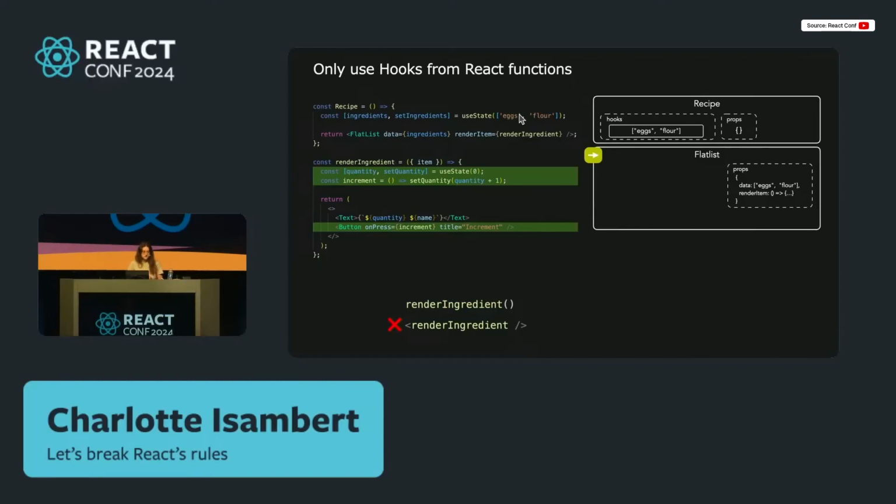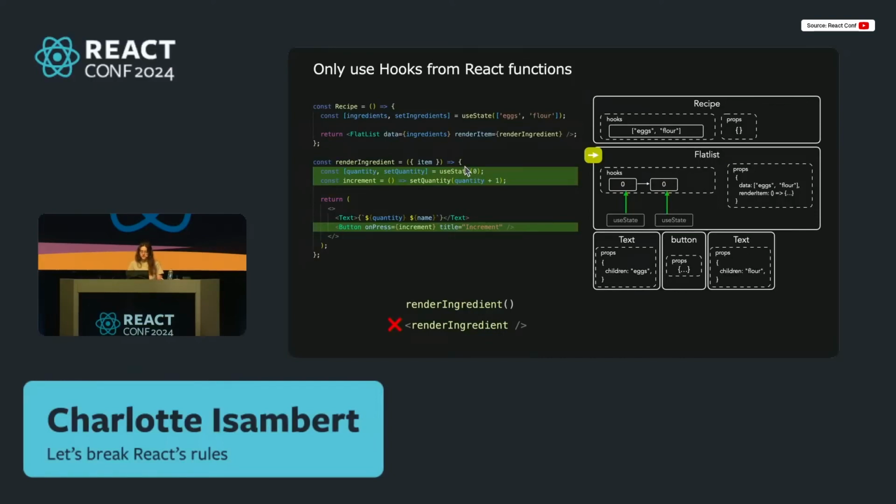When the FlatList is rendered, it is going to call the render ingredient function twice. First with eggs, so we execute this function. We've got this useState that is going to be writing its default value inside the fiber that's currently being focused, which is FlatList. So we've got this 0 quantity inside this FlatList fiber. Then the FlatList calls render ingredient with flour. So we've got the second useState in there. So we end up with this tree, with the quantity values stored inside the FlatList, where they don't belong.